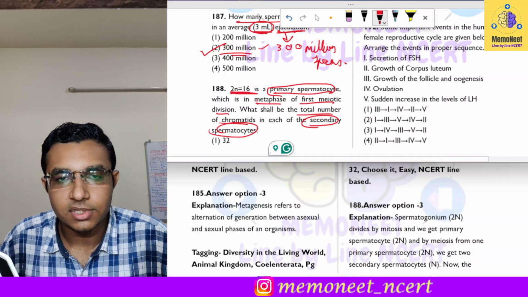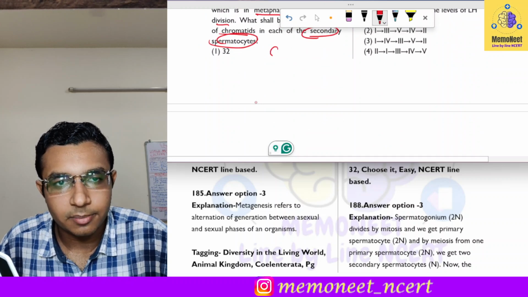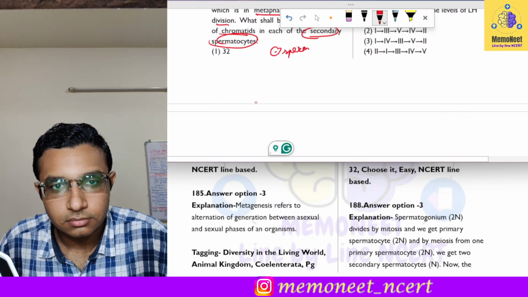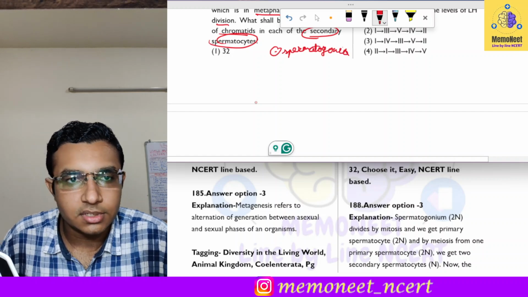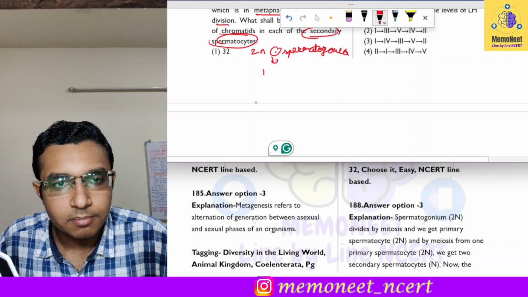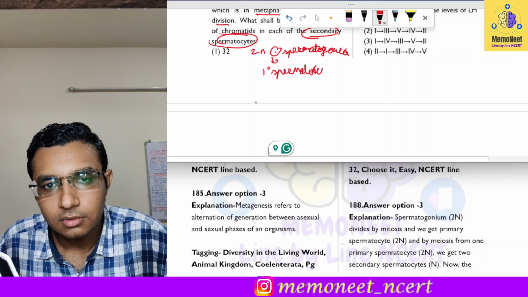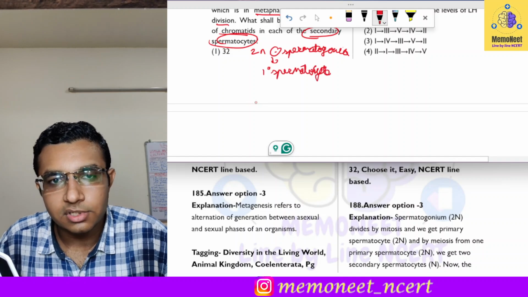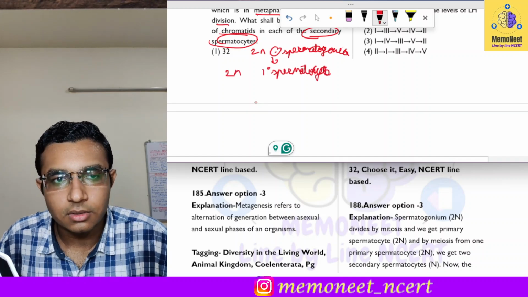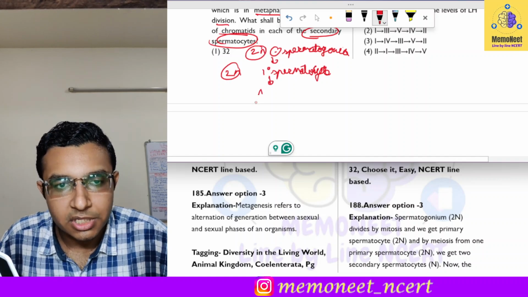The process of spermatogenesis, how does it take place? So first of all, there is spermatogonia, and it is a diploid structure. So spermatogonia is 2n, then it gets converted into primary spermatocyte by the process of mitosis, so that is also 2n. Okay, then the primary spermatocyte undergoes meiosis 1.